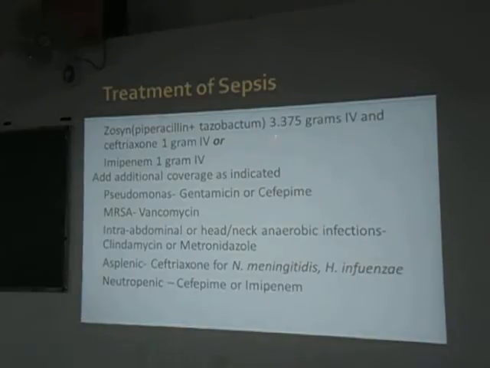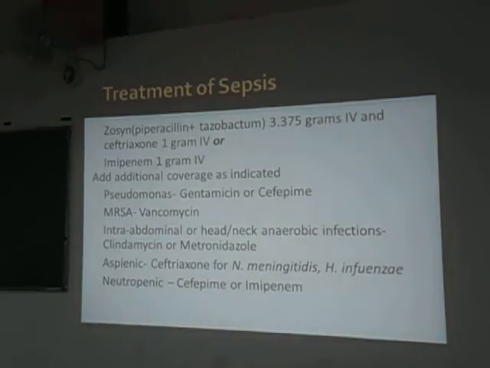We can start with piperacillin. Piperacillin is a penicillin group. Tazobactam is a beta-lactamase inhibitor. Okay, so beta-lactamase inhibitor, then tazobactam, ceftriaxone, imipenem. But what is imipenem? What is imipenem? Any idea?